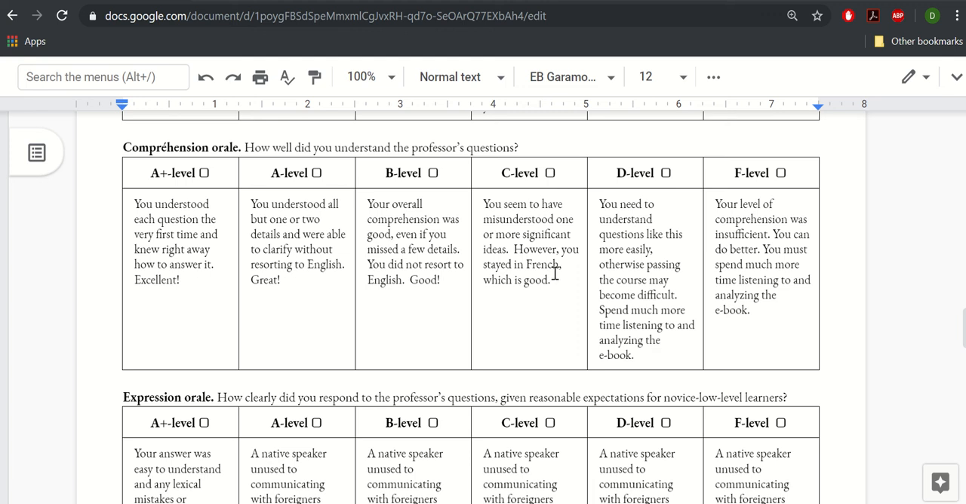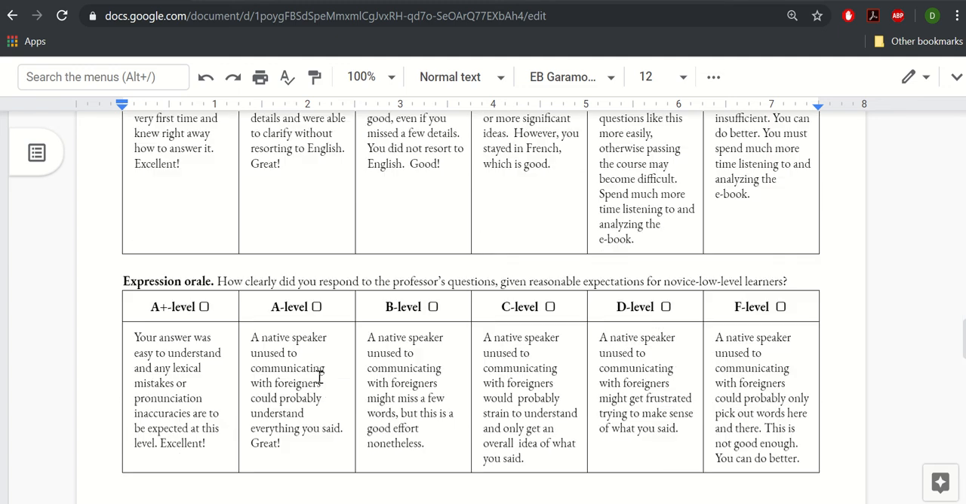And then just by contrast, suppose that there was an issue. So here, if we look at the D level, maybe the student had a really difficult time understanding my questions, and maybe switched into English. So that's again, your target should be this. So it's okay if you don't get 100%, as I've said before. It's okay to miss a detail or 2. It's okay to ask for some clarification in French.